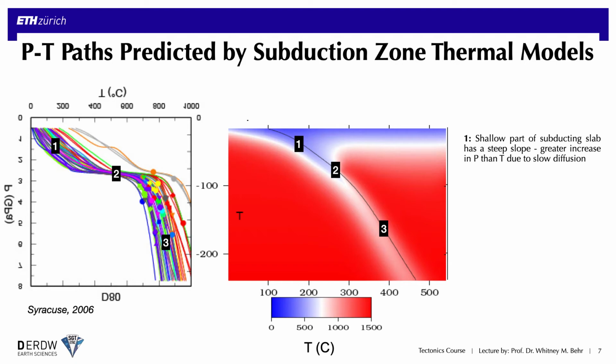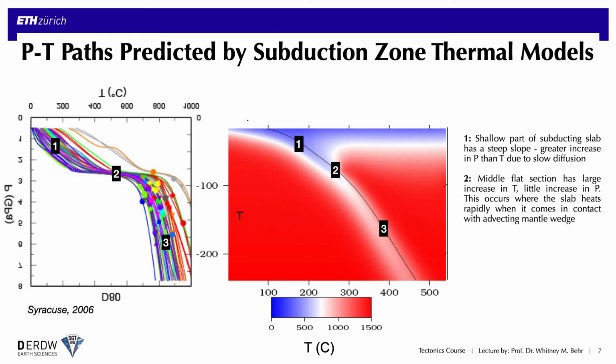But then the PT paths shown in this middle flat section has a large increase in temperature with hardly any increase in pressure. This occurs where the slab intersects the flowing mantle wedge, and this is where heat advection can occur and can warm the slab up much more rapidly than it could in the conductive case. From there, the slope becomes fairly steep again, with small increases in temperature with increasing pressure. And this is because at this stage, the slab has reached the mantle adiabat, so there's a constant temperature with depth. In other words, temperature no longer increases as you go deeper.